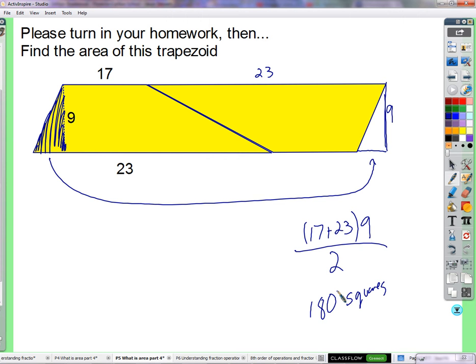The units, says James. What does James mean by units? Inches, meters, whatever. Right, so give me a unit. Inches. So it's 180 squares, but now we know what kind of squares they are? Inch squares. Square inches. However you want to say it.